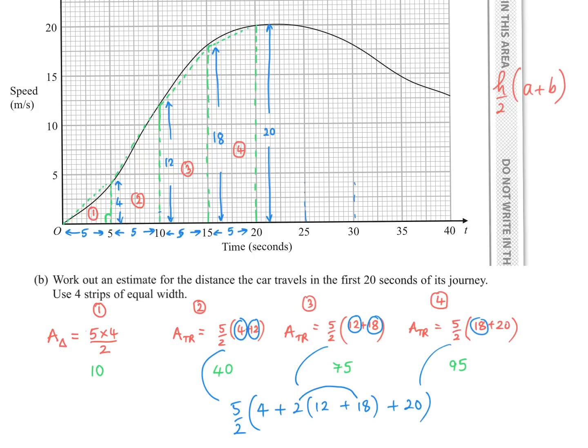And so what we're going to do is, on the calculator, we're just going to simply add these areas together, and the answer is going to be in meters, don't forget. So we've got 10 plus 40 plus 75 plus 95, and that gives me a final area of 220 meters as our estimate.